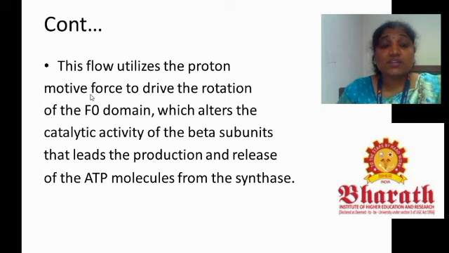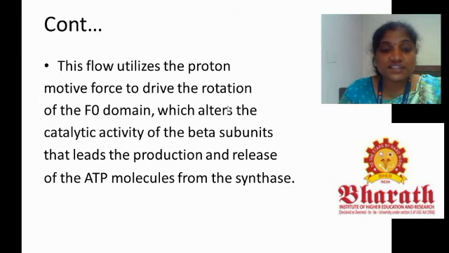This flow utilizes a force called the proton motive force. This force will drive the rotation of the F0 domain. This rotation of the F0 domain will alter the catalytic activity of the beta subunits. The beta subunits are present in the F1 domain. That leads to the production and release of the ATP molecules from the synthase.